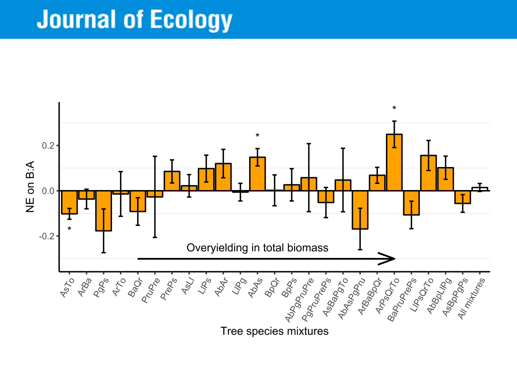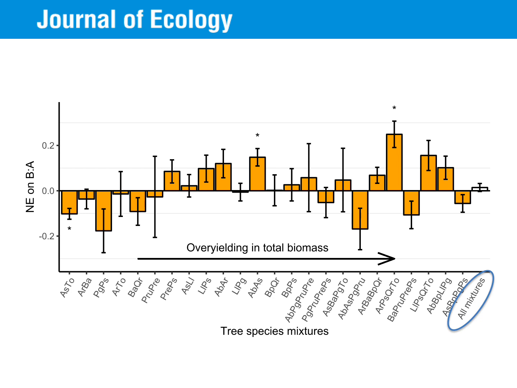To verify if species shifted their allocation strategy, we looked at the net effect on the ratio between below and above ground biomass. The y-axis represents this net effect. Each column represents the average net effect for each mixture, with the overall average on the far right. We can see that there is no general shift in biomass allocation.